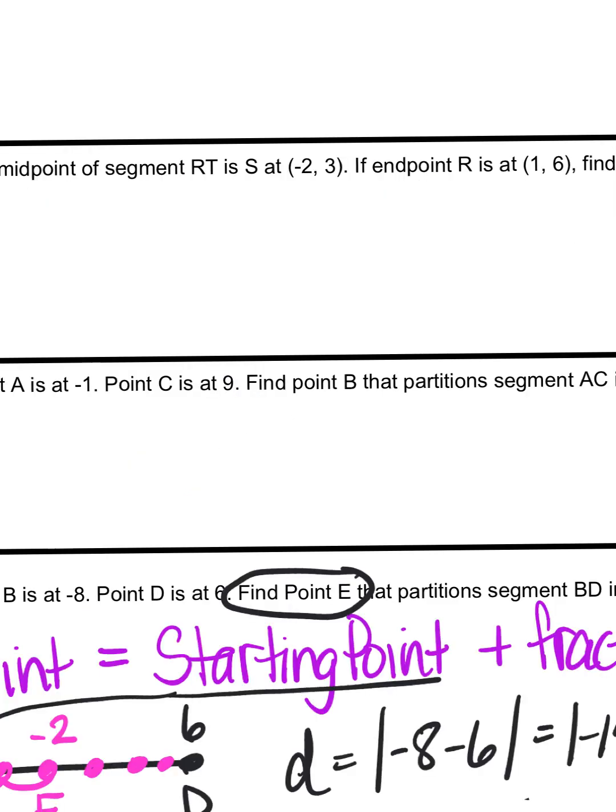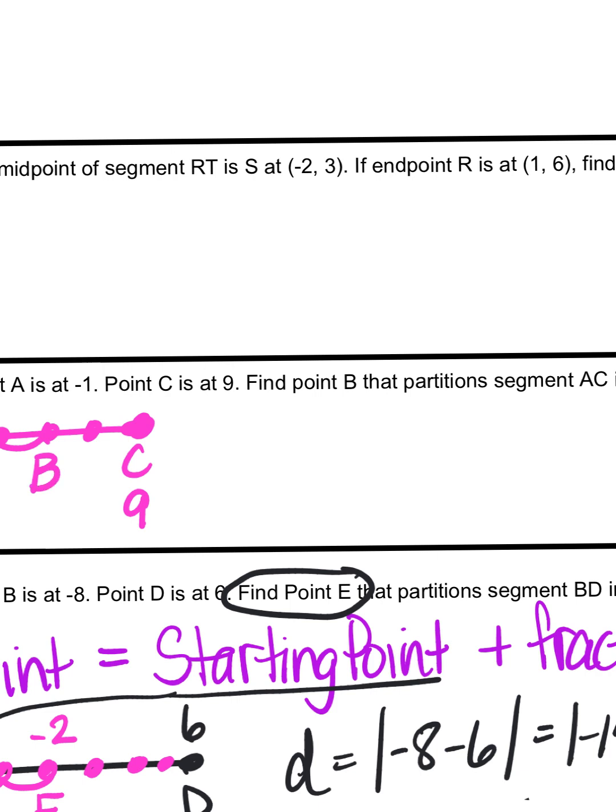Looking at number 4, it's the same thing. So we're going to find our point, we're going to start at A. We're going to add our ratio times our distance. So we have point A to C. This is -1 and this is 9. And we're going a ratio of 3/5, so there's 5 sections. So 1, 2, 3, 4. And we're going 3 in. So again, 1, 2, 3. So this is where point B is going to be located.